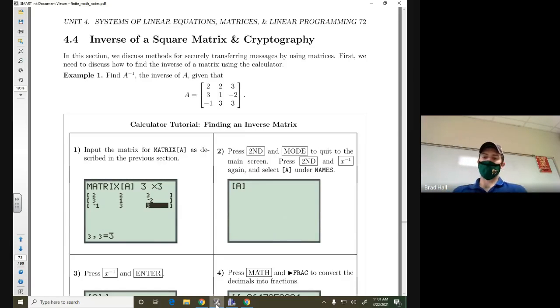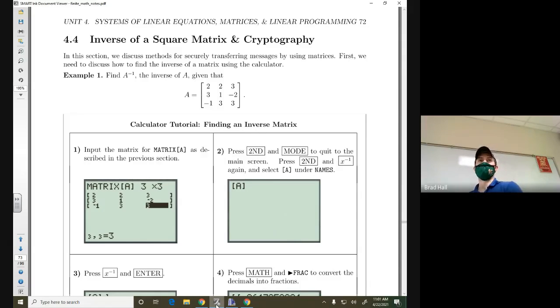In this section, we're going to start off talking about how to find an inverse of a matrix. And to find the inverse, there's a very complicated by-hand way, which we won't look at at all. Instead, we're going to give it straight to the calculator. The calculator will figure it out for us.